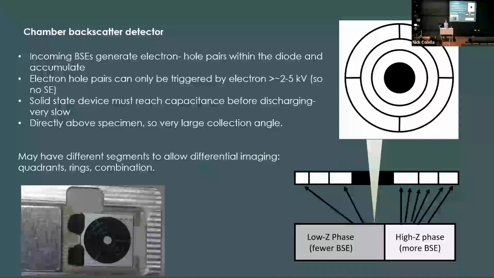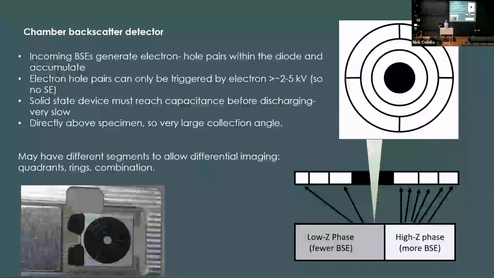So if you remember back, the backscattered electrons tend to have higher energy, right, than secondary electrons. This type of detector requires a certain amount of energy basically to generate these and any sort of capacitance on it, right? So any sort of signal. So it's fairly immune to secondary electrons and is only going to register backscattered electrons.